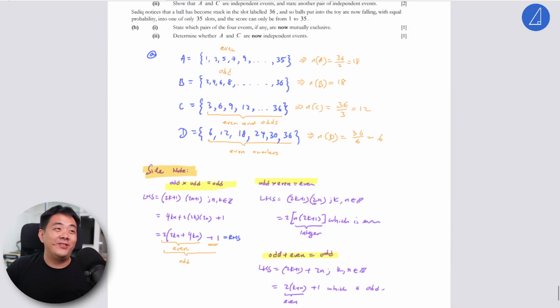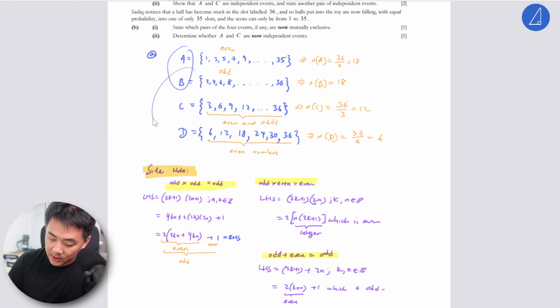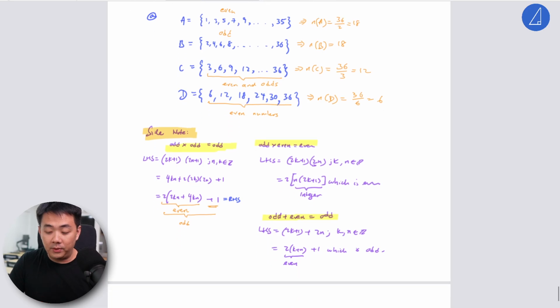We haven't started the first question. You can see that A and B are mutually exclusive, because if you're even, you're not odd. And also B and D are mutually exclusive. Mutually exclusive events just means they cannot happen together concurrently. So if you list them now, you'll be able to see what's what.